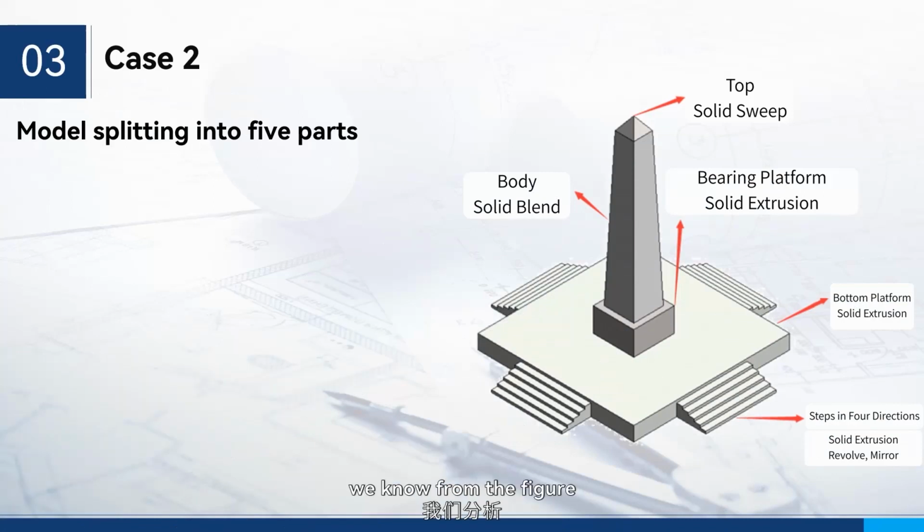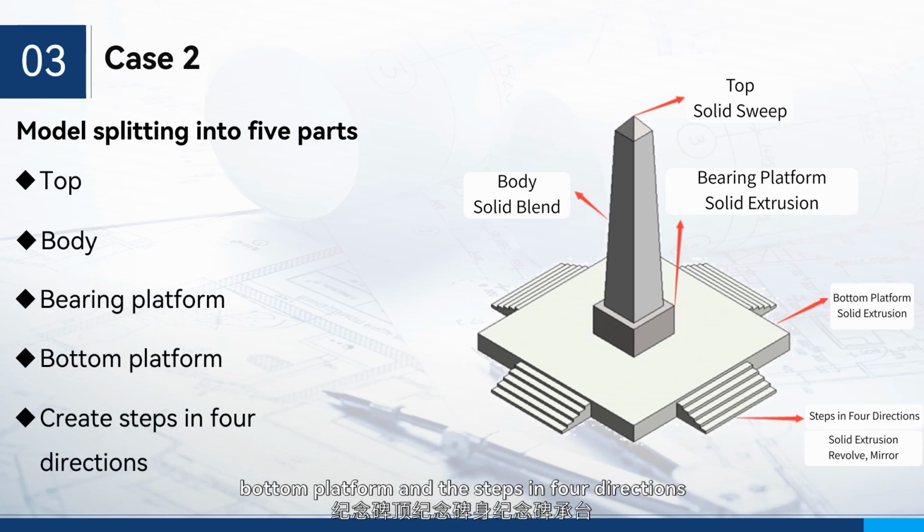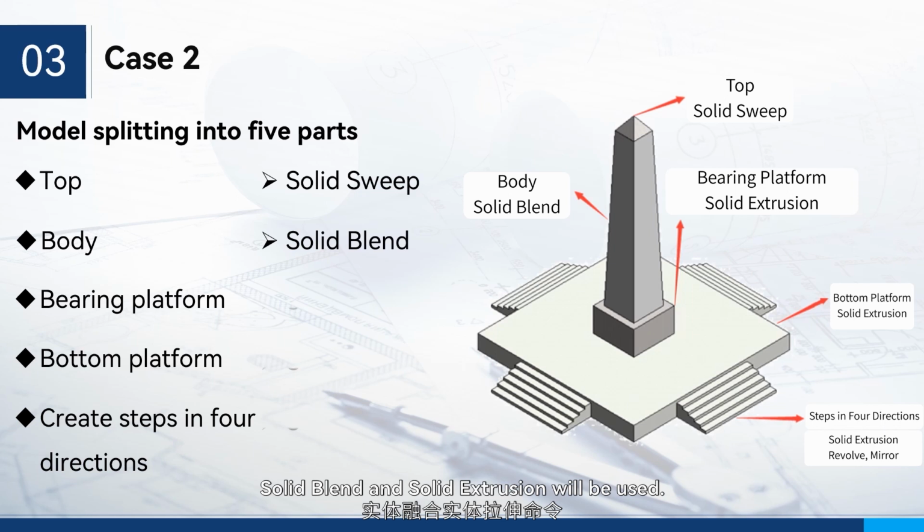First of all, we know from the figure that the monument model is divided into 5 parts, namely, top, body, bearing platform, bottom platform, and the steps in 4 directions from top to bottom. The commands of solid sweep, solid blend, and solid extrusion will be used.